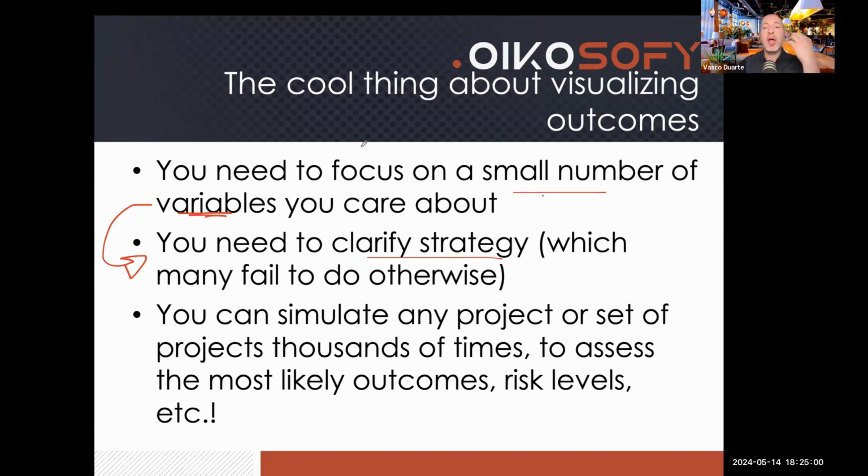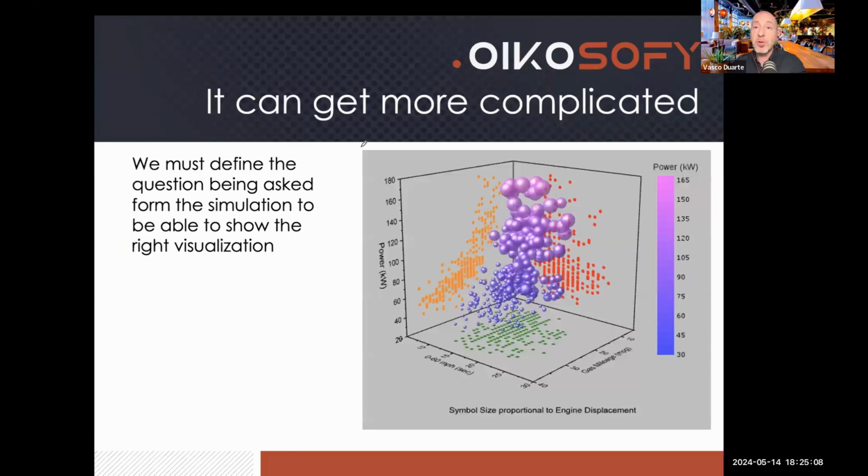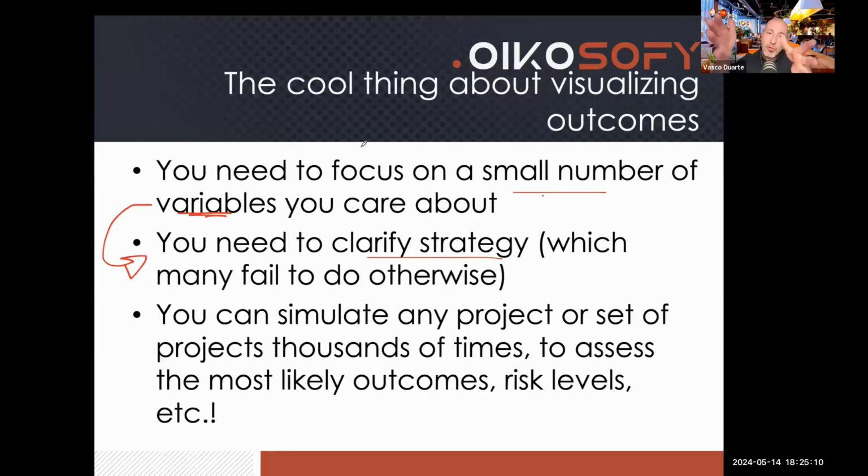And this is when we talk about reducing the number of variables, because simulation is not easy when you have many variables that you care about. So you need to reduce the number of variables, and then you need to start visualizing those. And then you need to have a super crystal clear strategy. You need to have a super black and white definition of success.